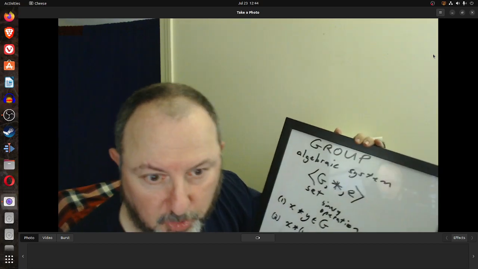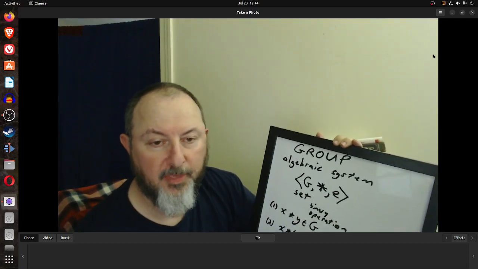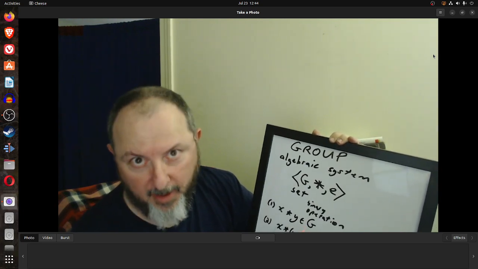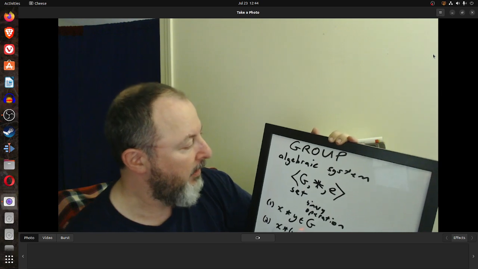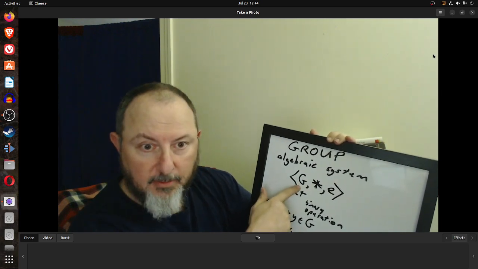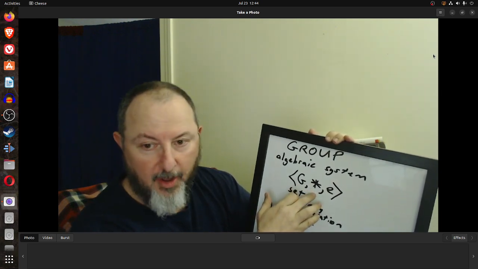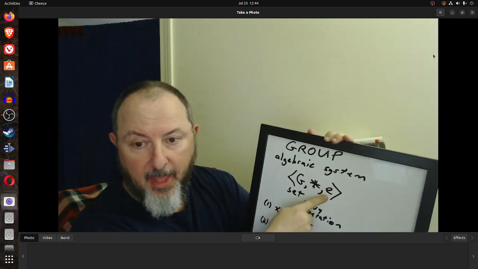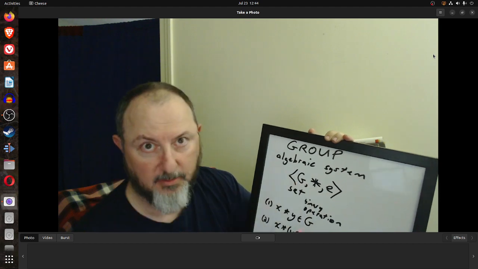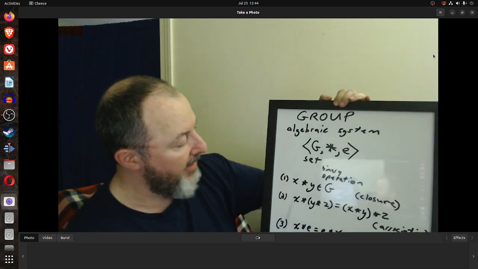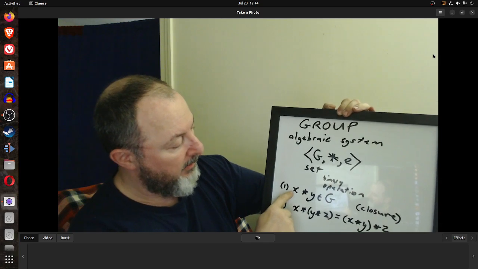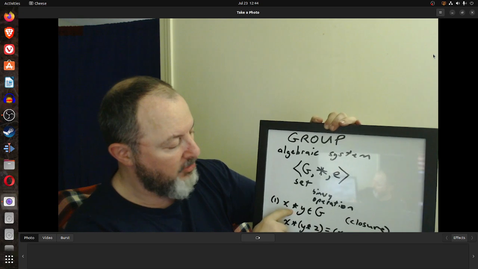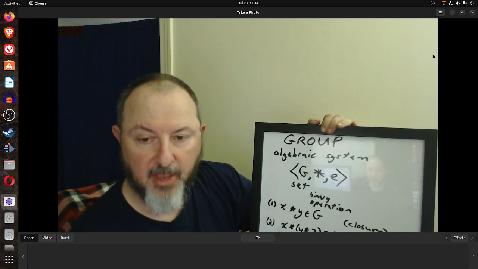Okay, so I'm going to try and build up Galois theory kind of from the beginning. So we're going to need the definition of a group. If you've got a set, you have to have an operation on it, and you have to have an identity element in the set. And it has to have the property that for any x, y in G, when you do the group operation, that's in the set G.